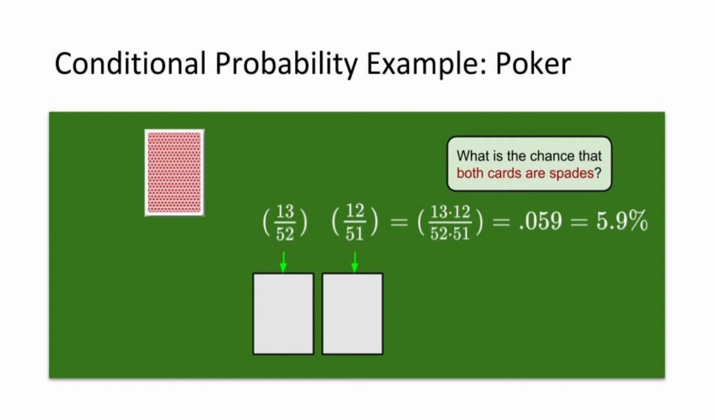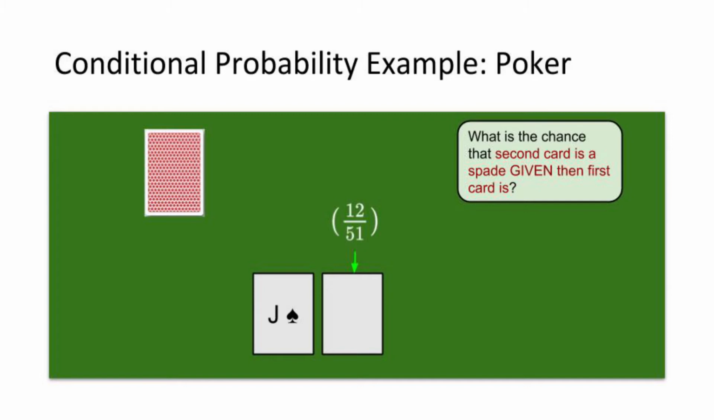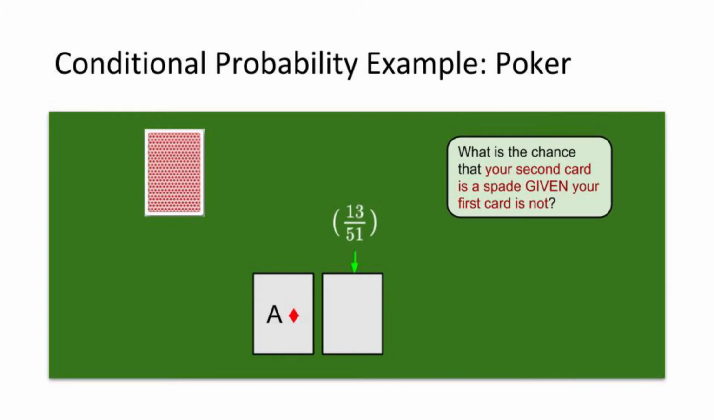Before, when I asked, what is the chance that both cards are spades, the chance of your second card being a spade was dependent on the outcome of your first card. So what if I had asked, what is the chance of your second card being a spade, given you know that your first card is a spade? Well, that's 12 spades remaining out of 51 cards left in the deck. If your first card was not a spade, then your chance of the second card being a spade has changed to 13 over 51. So that's just an example of conditional probability where the occurrence of one event is dependent on the occurrence of another event happening.